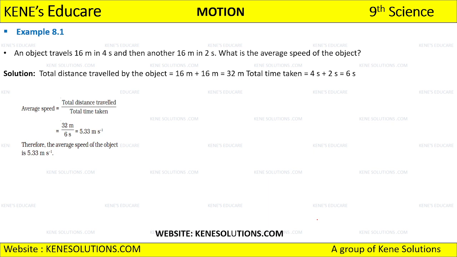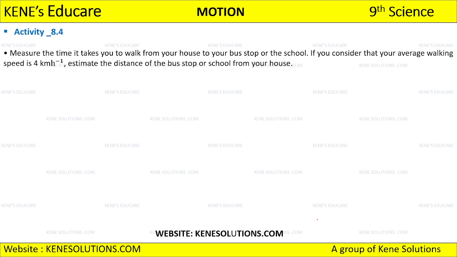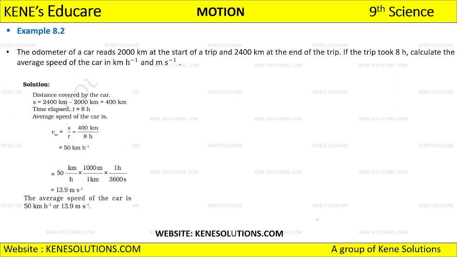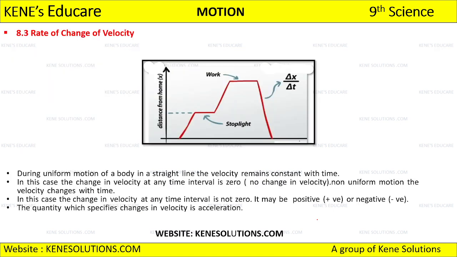Now in the next class, we will be discussing speed with direction in detail. Here you will understand how exactly the speed of the object goes along with the direction. Then we will be discussing activities 8.4 and 8.5, both with proper observation, explanation and conclusion. Then after that we have example 8.2 again, and 8.3, on how to calculate the average speed and the average velocity.